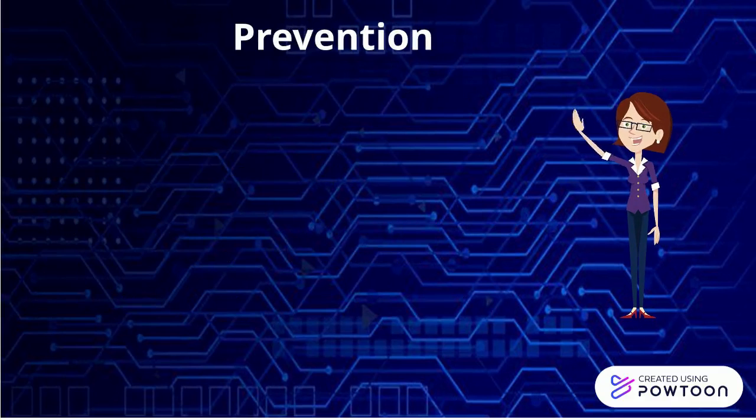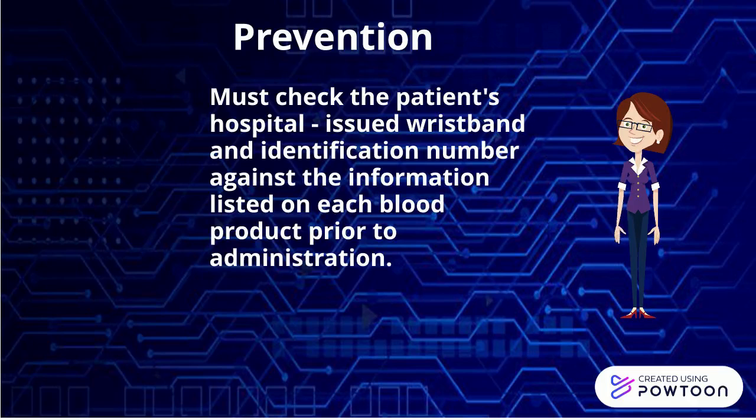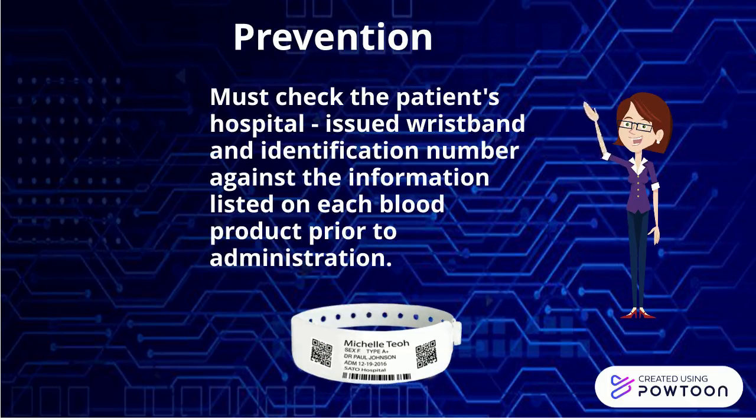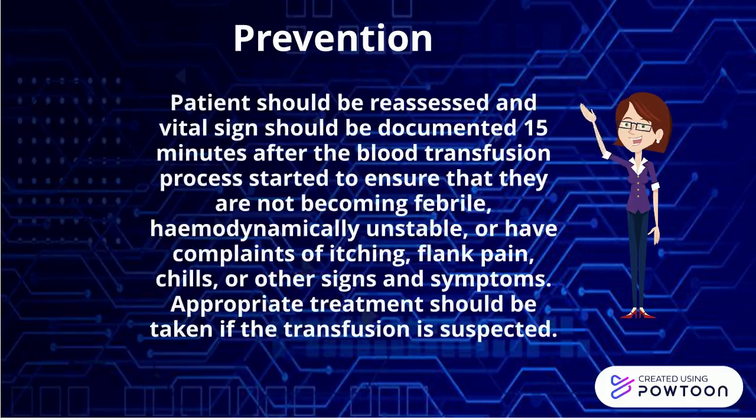Prevention. The provider who is administering the blood transfusion must check the patient's hospital-issued wristband and identification number against the information listed on each blood product prior to administration. The patient should be reassessed and vital signs should be documented 15 minutes after the blood transfusion process started, to ensure that they are not becoming febrile, hemodynamically unstable, or have complaints of itching, flank pain, chills, or other signs and symptoms. If a reaction is suspected, blood products should be stopped and appropriate treatment should be taken.